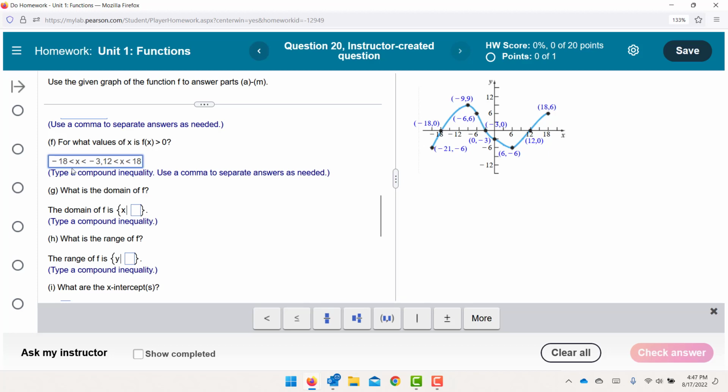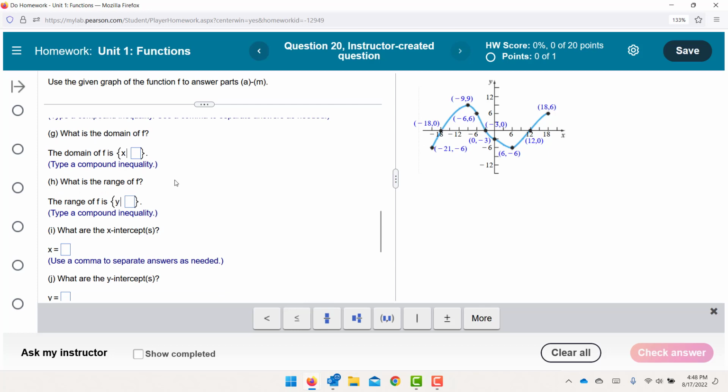Notice I'm just typing less than. I'm not saying less than or equal to. I don't want to include those endpoints because it just says where is y greater than 0. I'm not including where y equals 0, so I don't put a little equals line underneath. Just strict inequality, less than only, not less than or equal to.